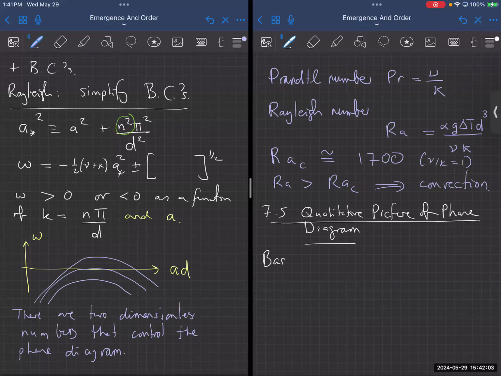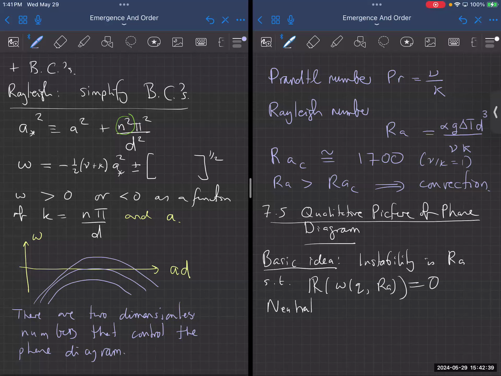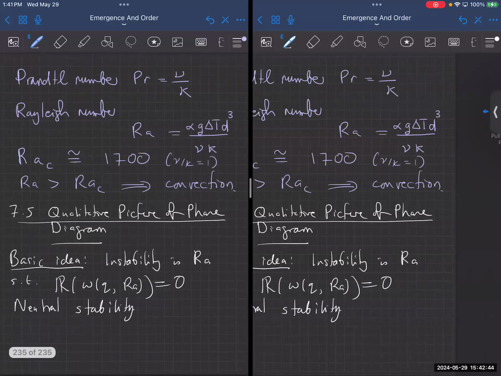So what is the basic idea? The basic idea is that the instability is for Rayleigh numbers such that the real part of omega of Q, wave number, and the Rayleigh number is equal to 0. So this is called the neutral stability curve. Let me explain what I mean by that.